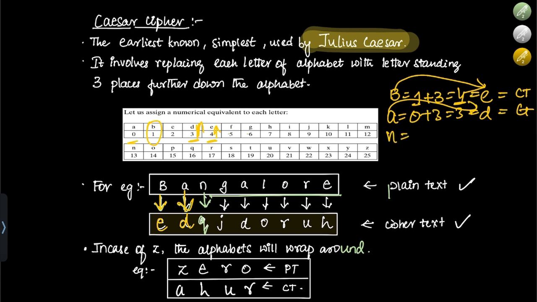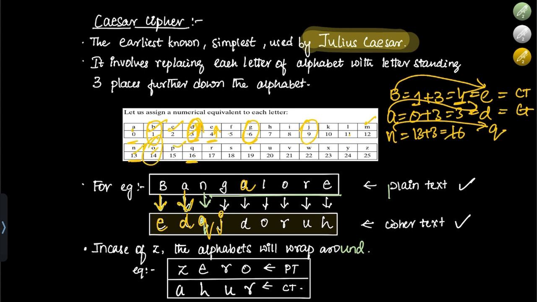For N it is equal to 13. 13 plus 3, 16. What is 16? In place of N, I can write Q. Next, G is here. G is 6, 6 plus 3, 9. I get J. I have written J here. Next A is here, or I can just easily shift here: 1, 2, and third. Third is D. D I have written. For L, 1, 2, and third is O. So I have written O.